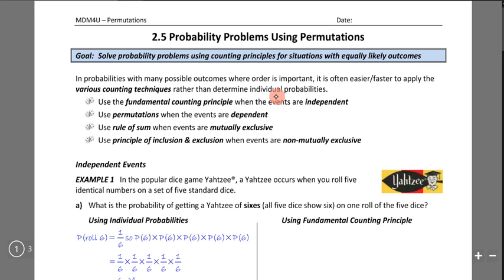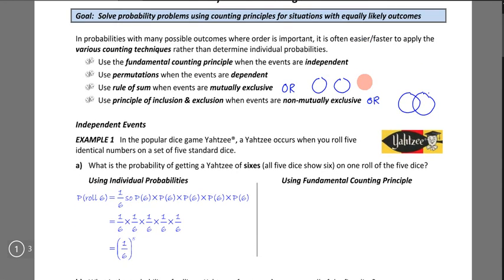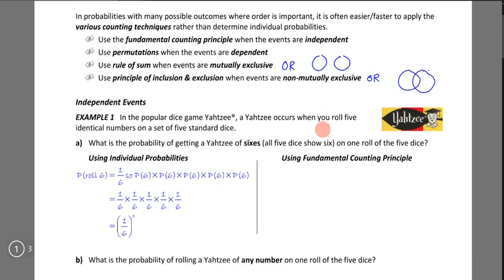As a reminder, that is the OR problem. And we can use the principle of inclusion and exclusion when events are non-mutually exclusive, which is also an OR problem, but with shared sets. Okay, and mutually exclusive is when they are separate. So I'm going to just jump right into some examples of calculating probability.